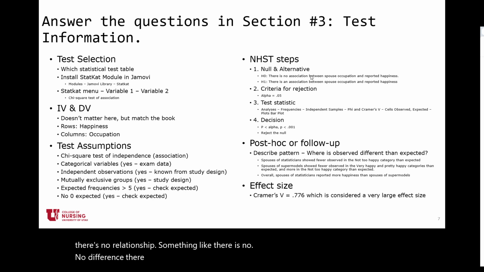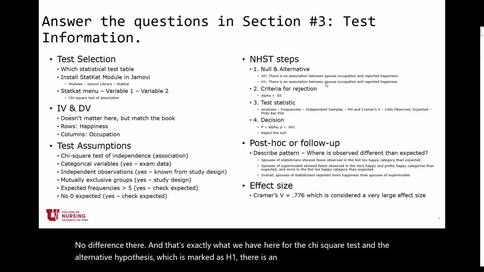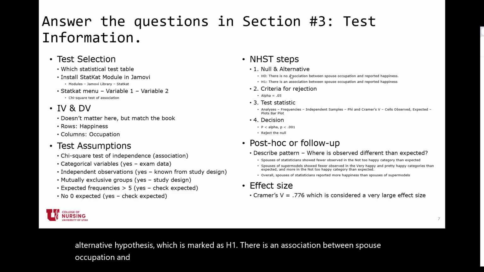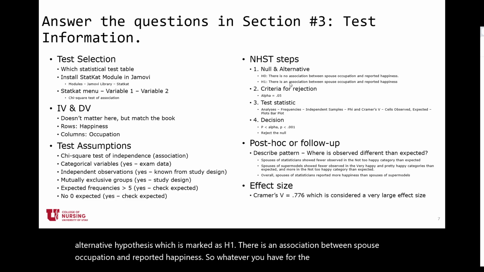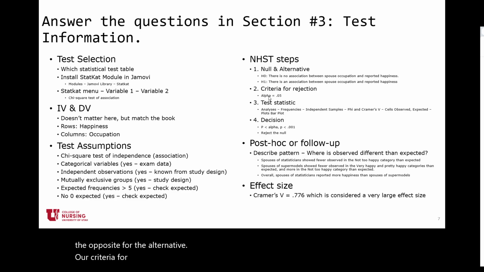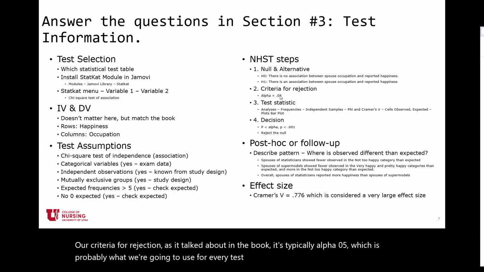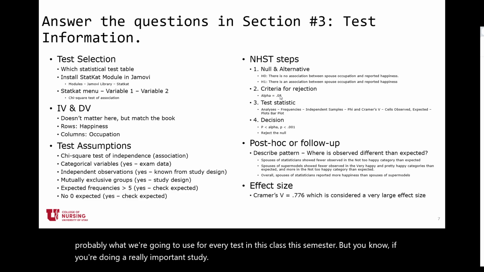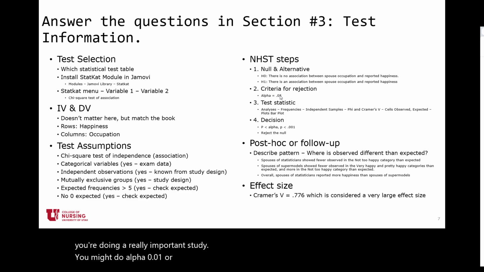And that's exactly what we have here for the chi-square test. And the alternative hypothesis, which is marked as H1, there is an association between spouse occupation and reported happiness. So whatever you have for the null, you're going to have the opposite for the alternative. Our criteria for rejection, as it talked about in the book, is typically alpha 0.05, which is probably what we're going to use for every test in this class this semester. But if you're doing a really important study, you might do alpha 0.01 or even smaller depending on the circumstances. We'll talk a little more about some of those situations later in the semester.